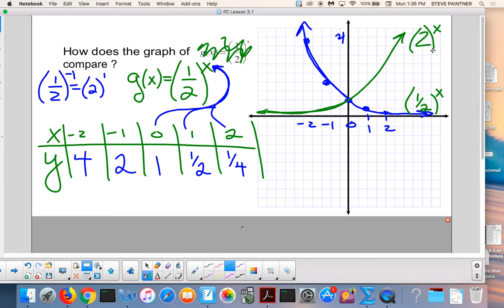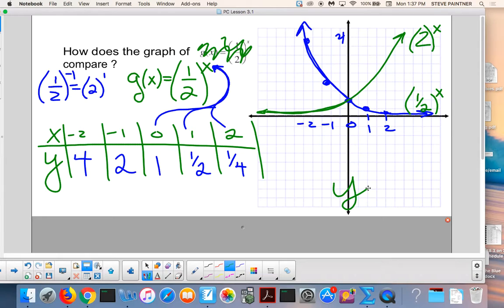Just opposite. No, don't say opposites. The reflections over the what? 1/2 to the x is a reflection of 2 to the x over the what? Over the y-axis. That's what I want you to realize, okay?